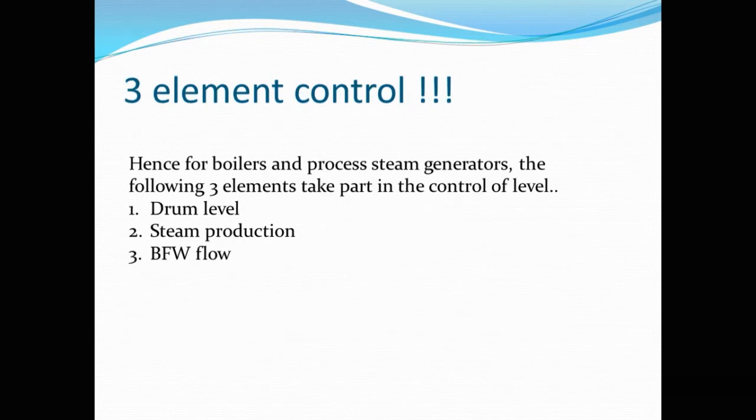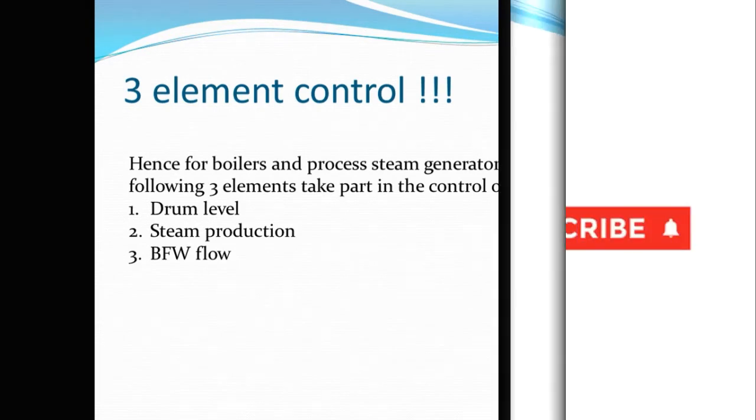So once again, the three elements which come into play in the boiler drum level control are: 1. the drum level, 2. the steam production, and 3. the boiler water flow rate.